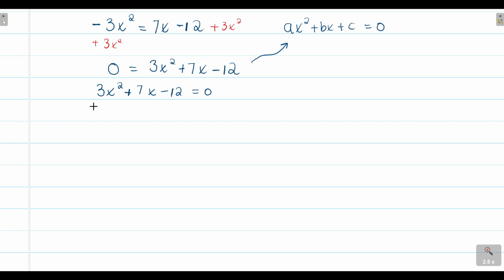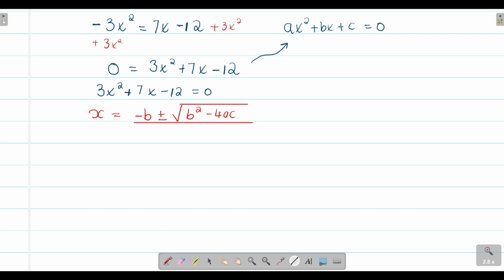What is the quadratic formula, right? And how are we going to apply it? We know that x is equal to minus b plus or minus the square root of b squared minus 4ac, all over 2a. Okay, so that is the quadratic formula. And then from here, what is the b, what is the a, what is the c?